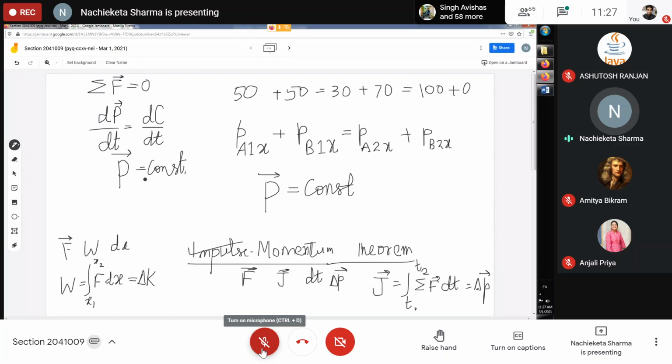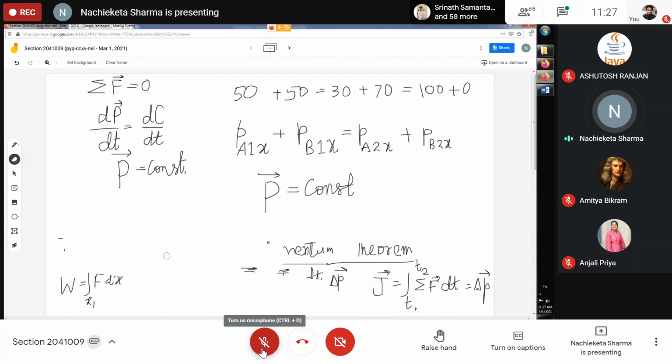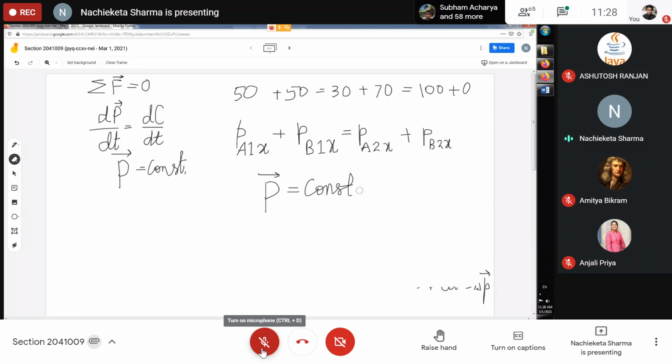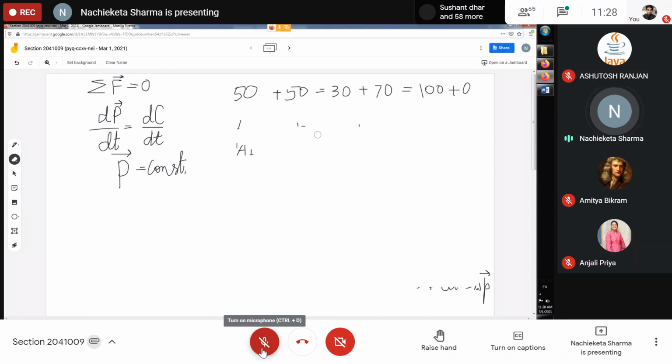Now, where am I going to apply this conservation of momentum? Conservation of momentum can be applied in collisions. What is a collision? A collision at least involves two particles or two bodies. Normally, collisions are inelastic in nature. What is an inelastic collision? The total initial kinetic energy is not equal to the total final kinetic energy. The total final kinetic energy is always less than the total initial kinetic energy.